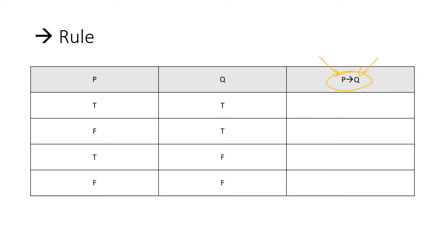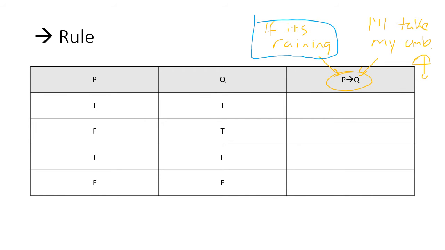But what the P is going to represent in this situation is if it's raining, and then the Q is going to say, I'll take my umbrella. Just going to abbreviate umbrella there. I'll try to draw one so you know. There you go. So the P represents this, Q represents this, and so let's try to go through these and reason them out.